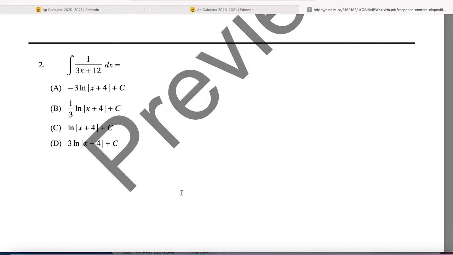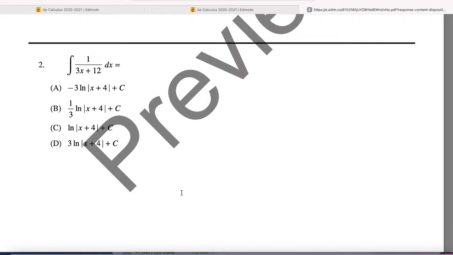You cannot take out 3 like that. You cannot take out this 3 outside the natural log. That's not possible. So you can't use substitution for that question? You can, but the best way is to use substitution, take out 1/3 at the beginning. Let u equal x plus 4, du is equal to dx. And then you just do natural log of x plus 4. So it's 2 steps, much more efficient than here, because here you have to cancel out a 3.